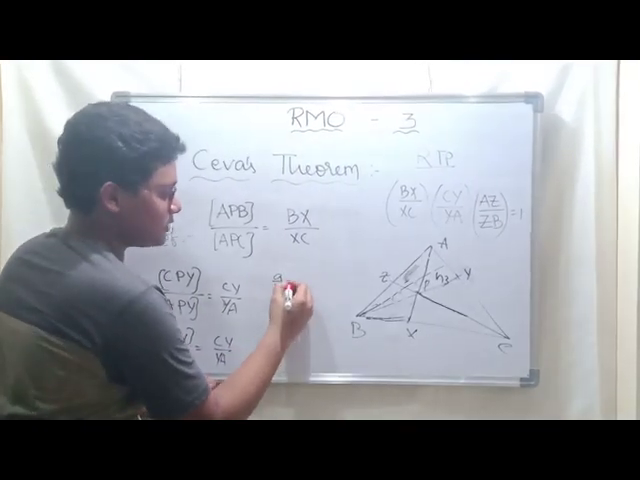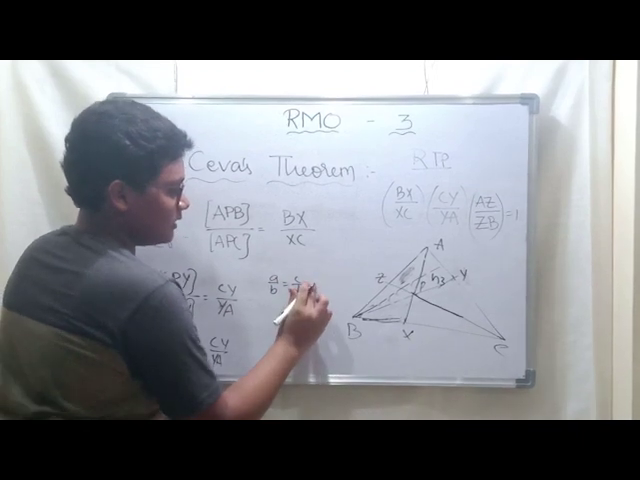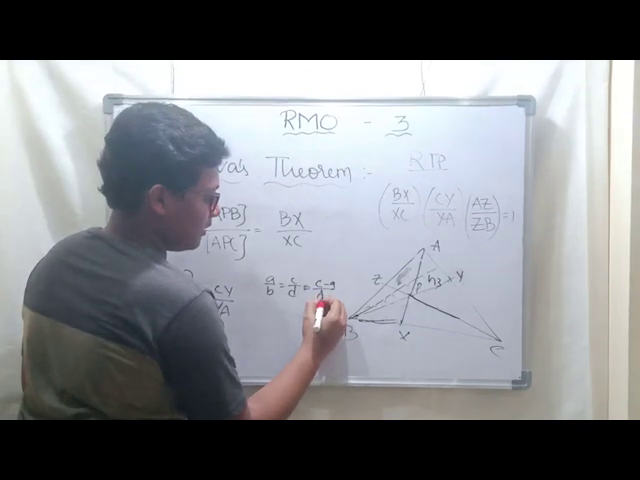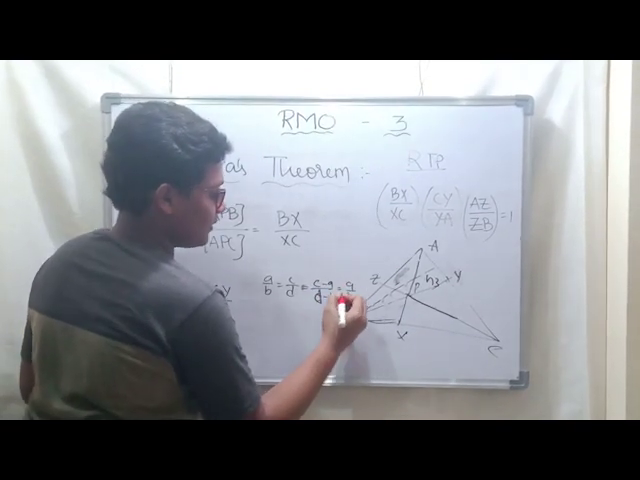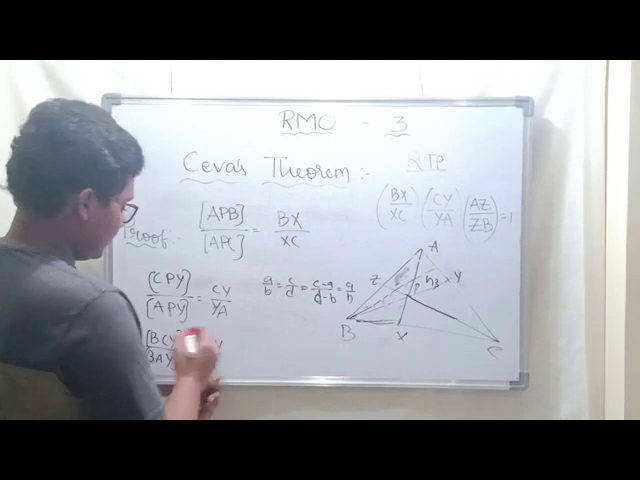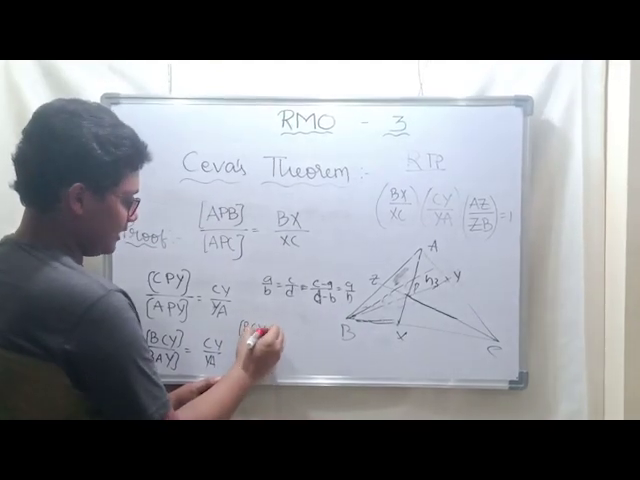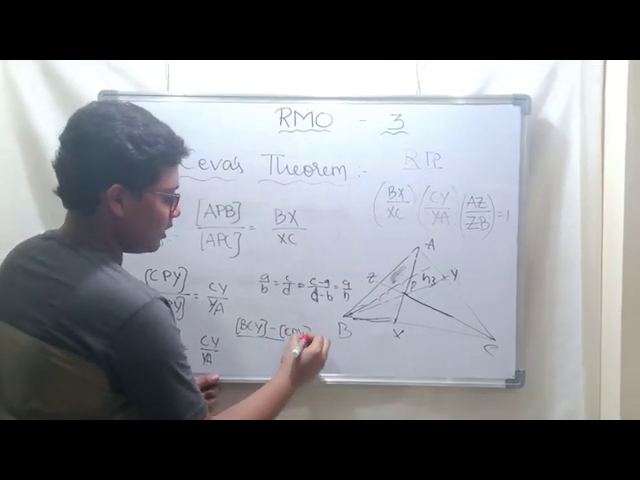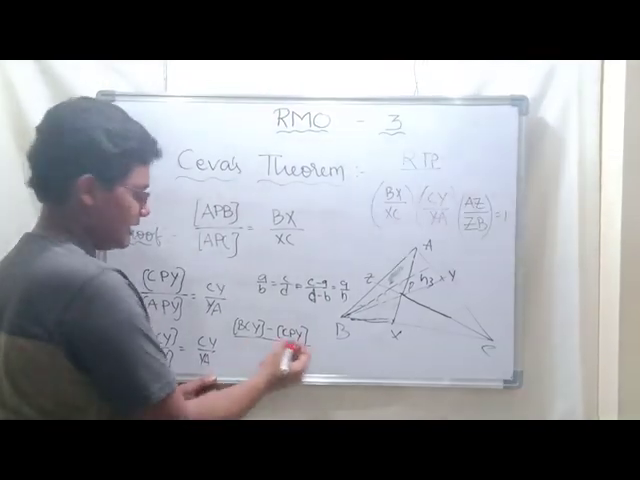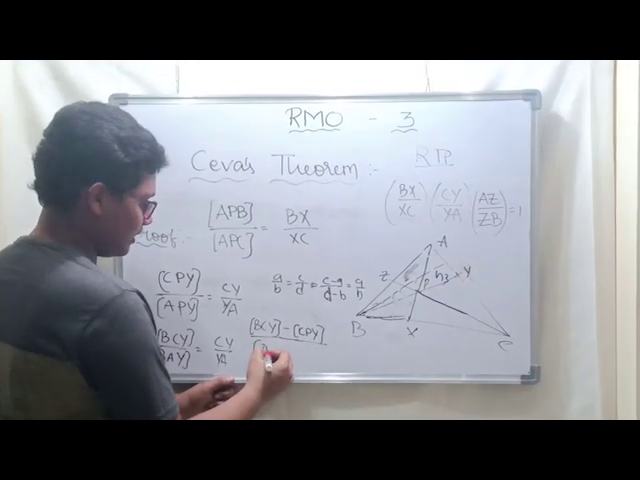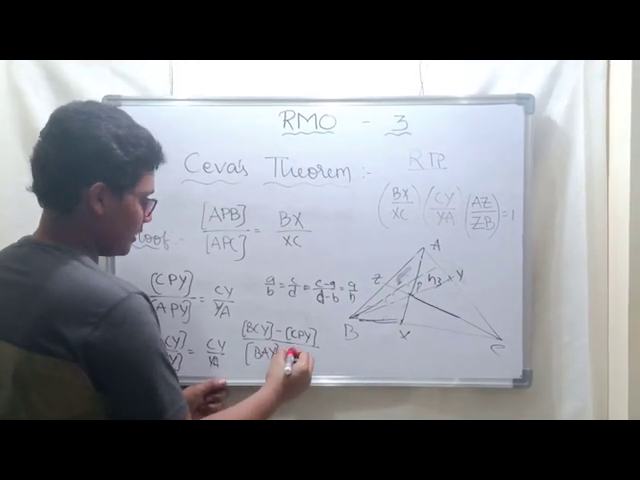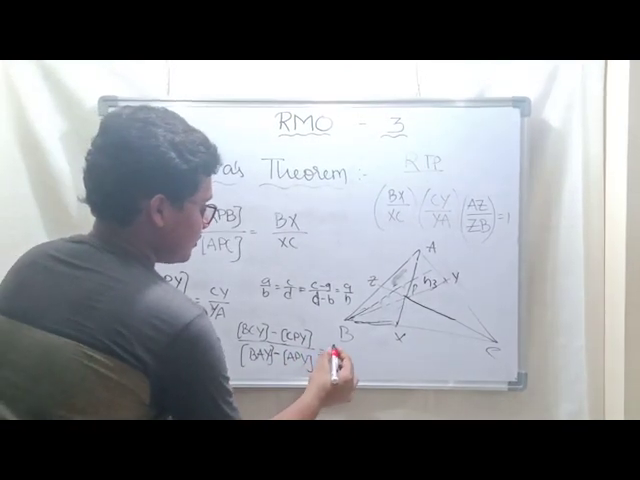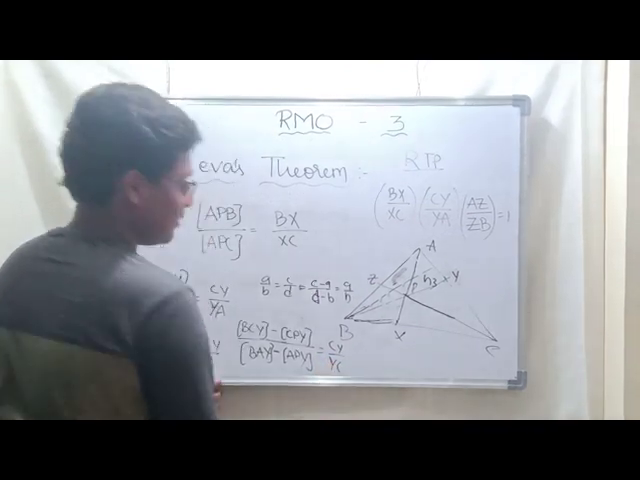So we'll use that same rule: if A by B is equal to C by D, then C minus A by D minus B is equal to A by B. We will use that one here. Then area of triangle BCY minus area of triangle CPY is equal to area of triangle BAY minus area of triangle APY, which is equal to CY by YA.